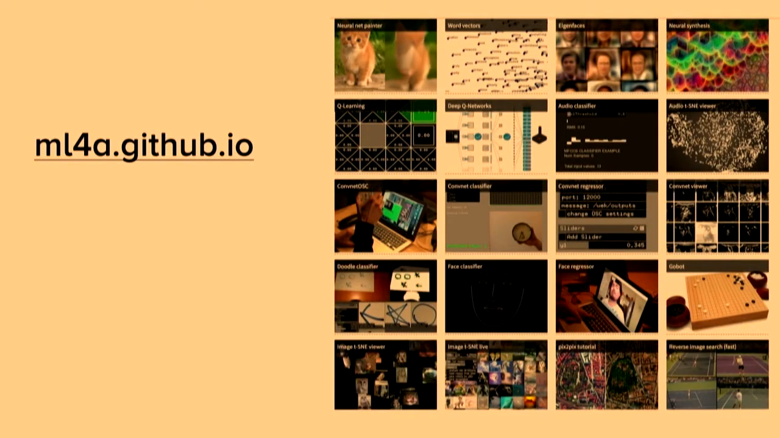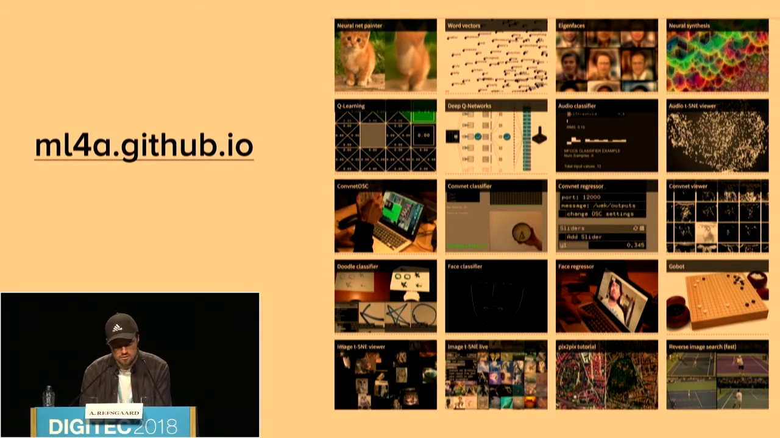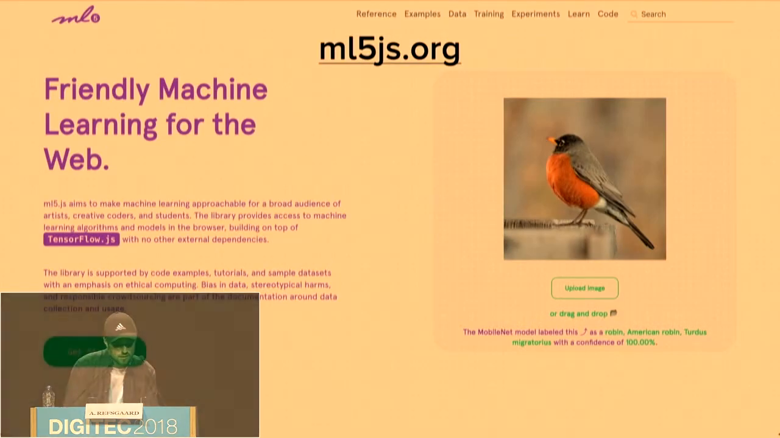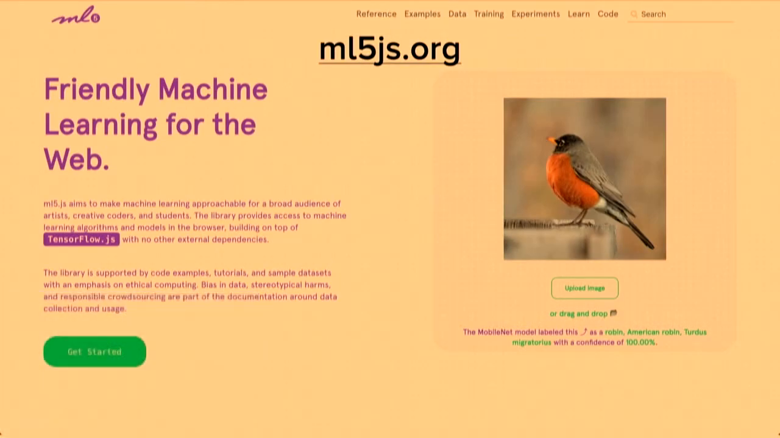Then there's a thing called ML4A, Machine Learning for Artists, mainly the work of Gene Kogan. Super nice, a bit more advanced stuff. And then finally, ml5.js, which is friendly machine learning for the web, maybe the most accessible thing. You can actually just go to the website and try to train your own algorithm in a few minutes. And of course, all of these tools are open source.